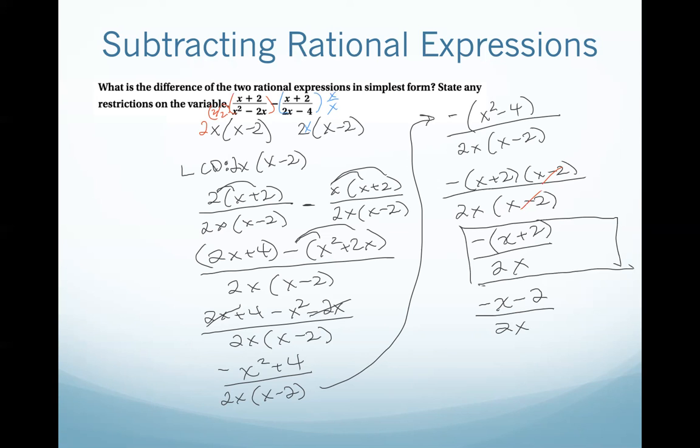And then I have to look at my restrictions. Now, x cannot be 0 because 2x is 0 when x is 0. So x cannot be 0. And then my second factor here, x cannot be 2. So I have two restrictions, x cannot be 0 or 2.